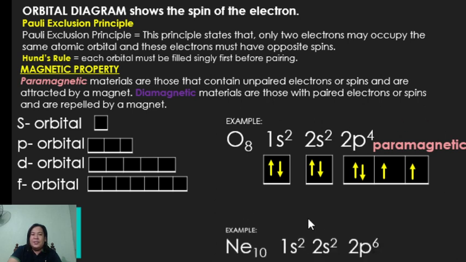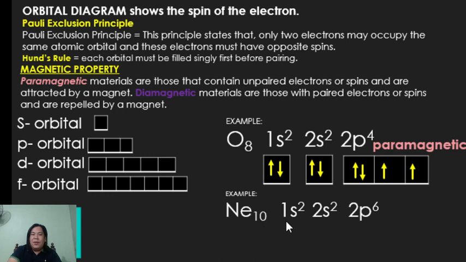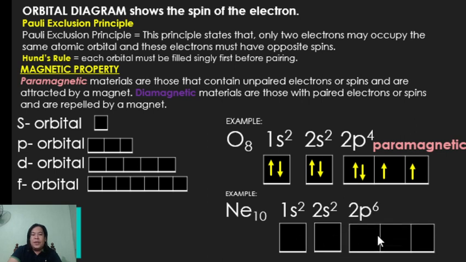Next, neon 10. So let's represent the orbital diagram of neon. 1s and then 2s. So two s orbitals and one p orbital. Then distribute these two electrons: arrow up, arrow down. So, arrow up, arrow down. And then 2p6. So, one at a time first, singly first. Each orbital must be filled singly before pairing. And then 1, 2, 3, 4, 5, 6.